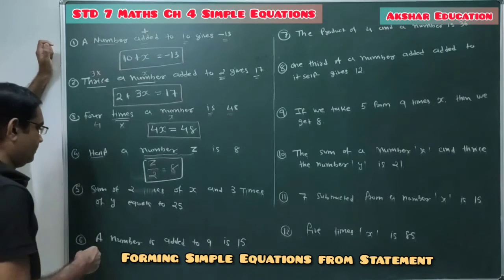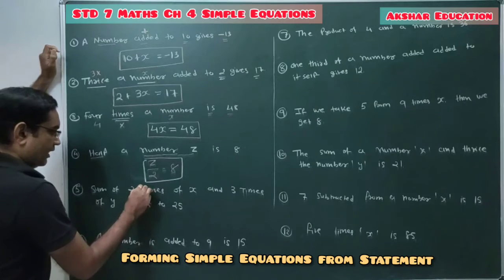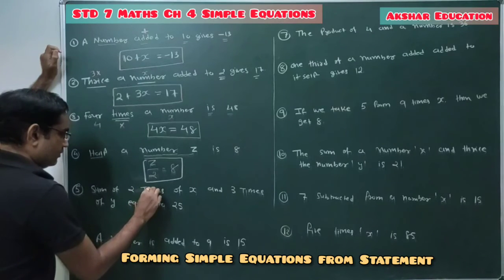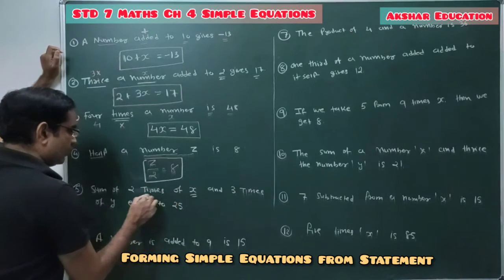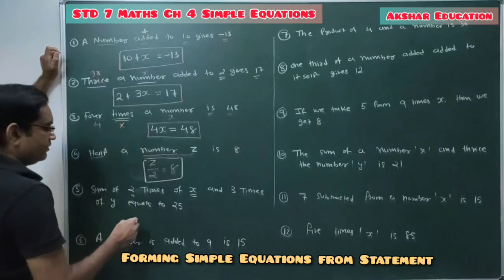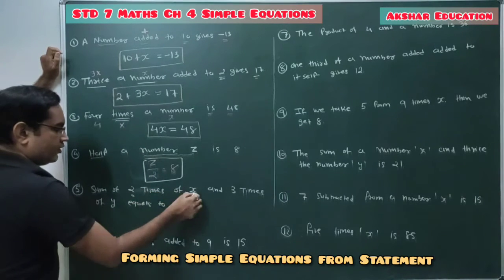Now fifth statement, the sum of 2 times of x. 2 times means multiplication, so 2 multiplied by x, 2x.